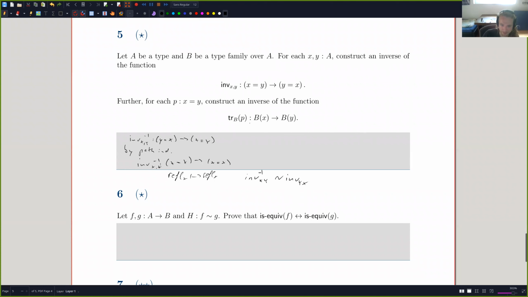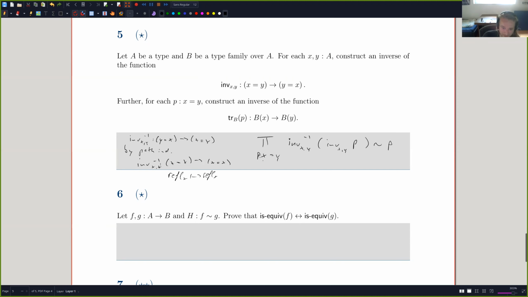Transport B of p from B of x to B of y. It's not completely obvious why it's actually an inverse. Okay, let's assume we define it this way, and we want to prove that inverse xy after xy, without an inverse here, at the path p is homotopic to p, and this for all p in x equals y.